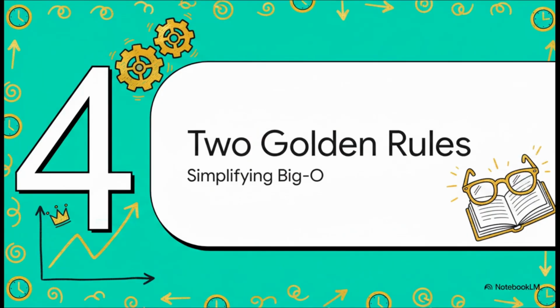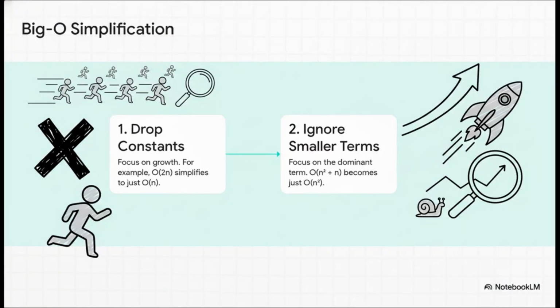Okay, so now that you get the why, let's talk about the how. When you're trying to figure this out for your own code, there are two golden rules that make it way, way easier. Rule number 1, drop the constants. So if you calculate something is O(2n), you just call it O(n). Because at the end of the day, we care about the general shape of the growth, not the exact angle of the line.